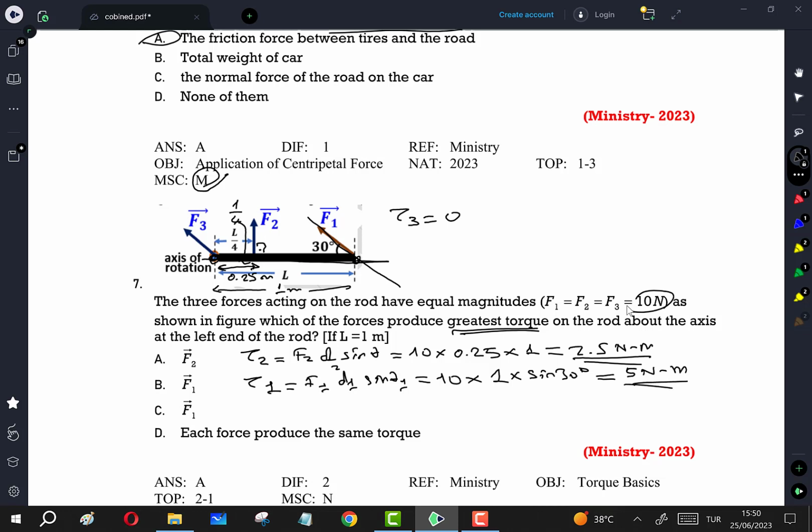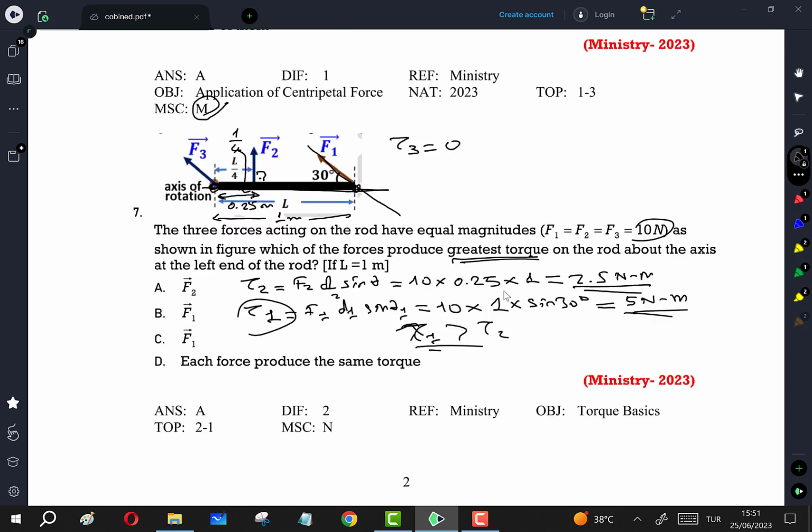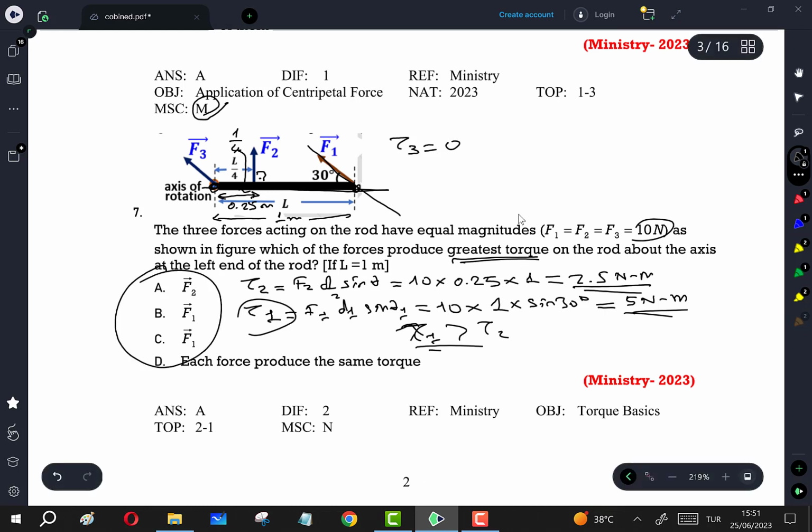As you see, torque 1 is greater than torque 2. Yeah, which one produces the greatest torque? Of course, F1 produces the greatest torque. It's certain that F1 produces the greatest torque in this problem. So I made some spelling mistakes here in the calculations.